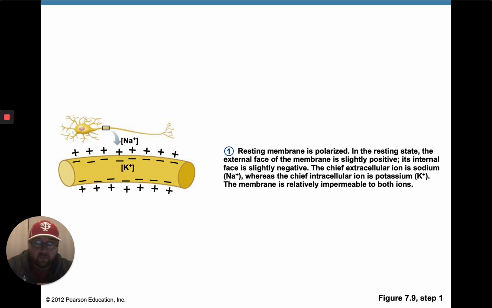All right, so I don't know how well you guys can see, and I don't usually do this, but I'm just going to read what it says. It said the resting membrane is polarized. In its resting state, the external surface of the membrane is slightly positive. Its internal face is slightly negative.